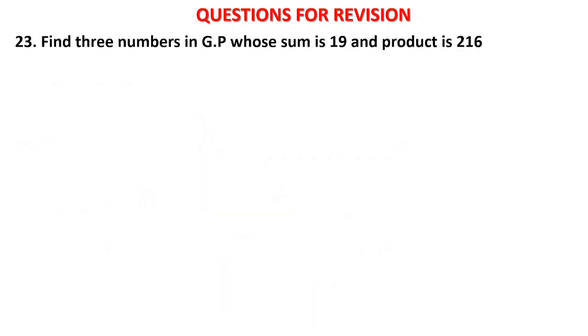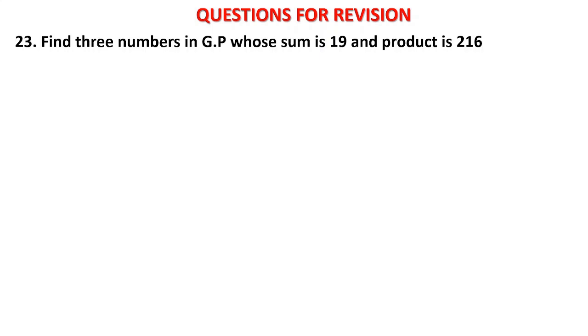Find the 3 numbers in GP whose sum is 19 and product is 216. Whenever 3 numbers are given, you should not take it as A, AR and AR square. When sum and product are given, in question 23, find 3 numbers in GP whose sum is 19 and product is 216. Here be careful.